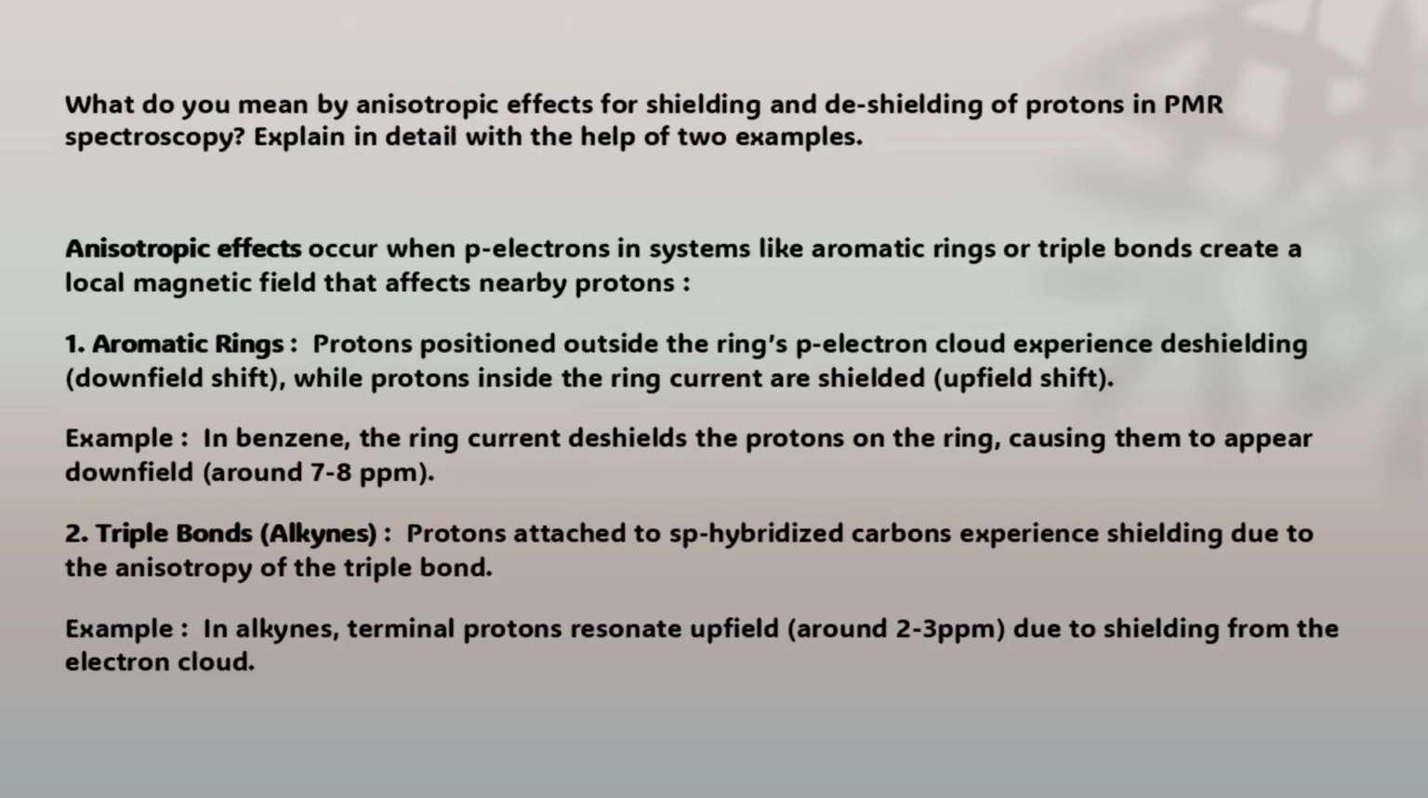The next question is question number 38. What do you mean by anisotropic effects for shielding and deshielding of protons in PMR spectroscopy? Explain in detail with the help of two examples. The answer to this question is, anisotropic effects occur when p electrons in systems like aromatic rings or triple bonds create a local magnetic field that affects nearby protons.